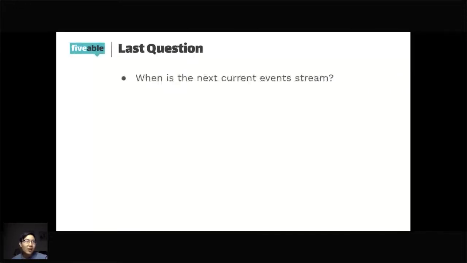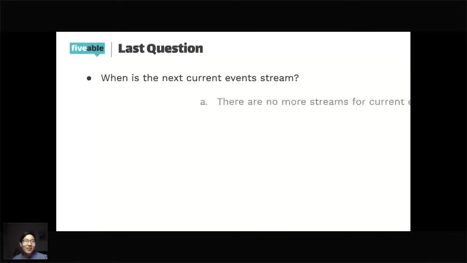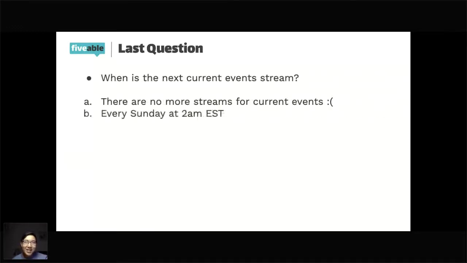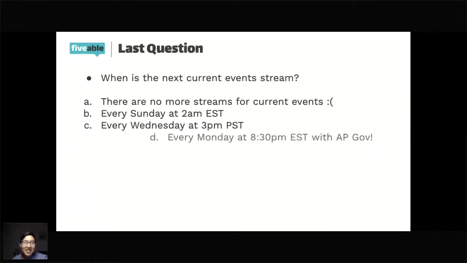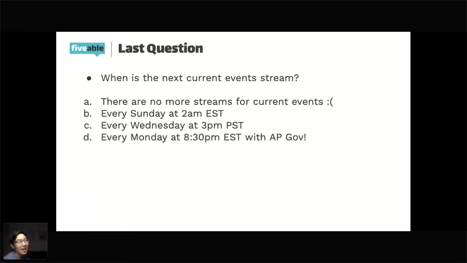Last question. When is the next current events stream? A is there are no more streams for current events. B is every Sunday at 2 a.m. Eastern. C is every Wednesday at 3 p.m. Pacific. And D is every Monday at 8:30 p.m. Eastern with AP Gov. So for those of you who didn't join me at the beginning of the stream, you may not know, but just think logically because you are very close, Candace. It is not B. I don't think I could ever host a stream at 1 a.m. Central every Sunday.